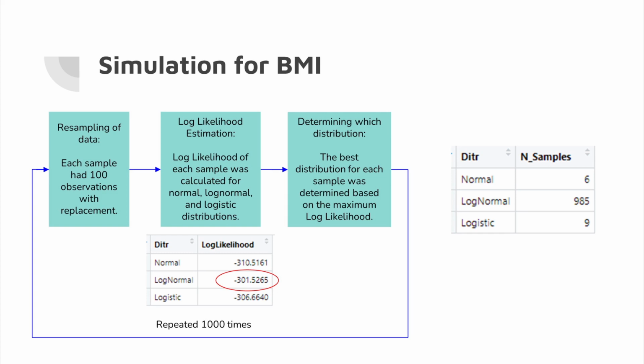For example, here we can see that the log normal distribution has the maximum log likelihood, and this was repeated 1,000 times. As we can see from the results on the right, most of the samples, 985, had a log normal distribution.